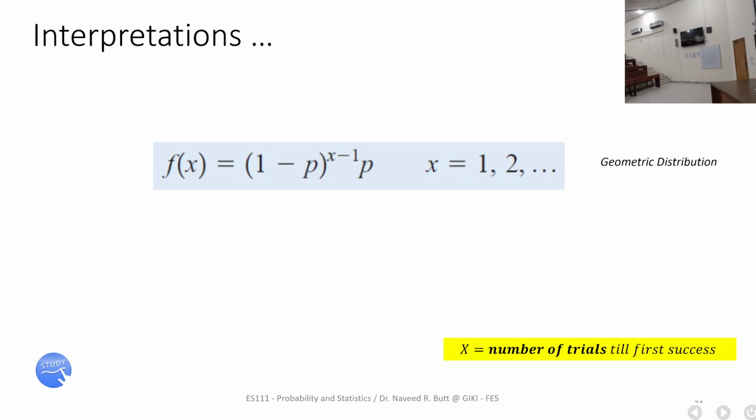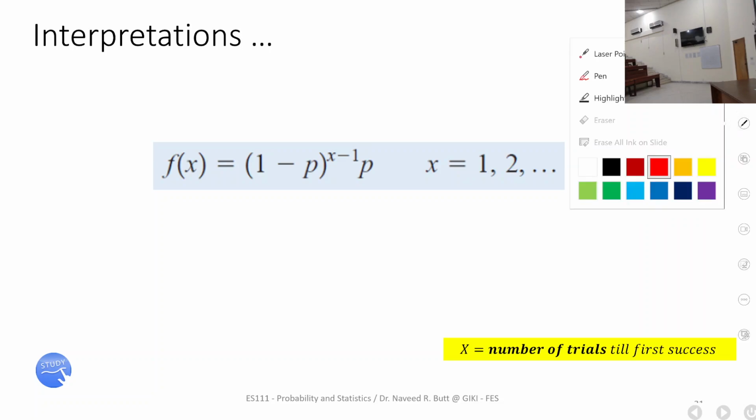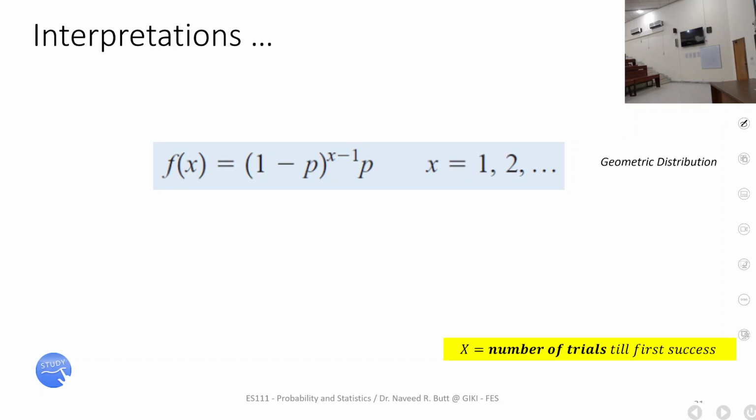Basically you will do X trials. What happens? First one fails, second one fails, third one fails, up to X minus 1 fails, and the Xth one passes. क्या लिख सकते? 1 minus p को क्या लिख सकते? Q. हाँ लिख सकते हैं आप.